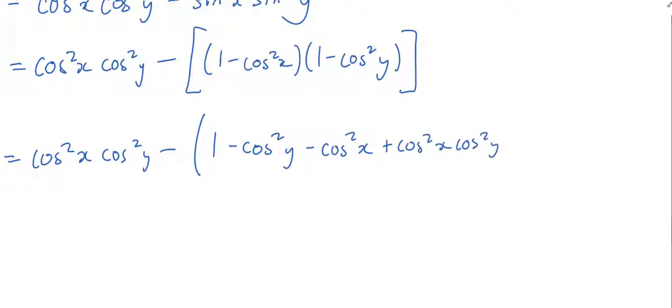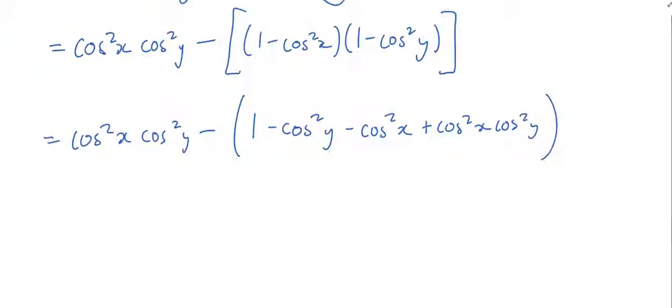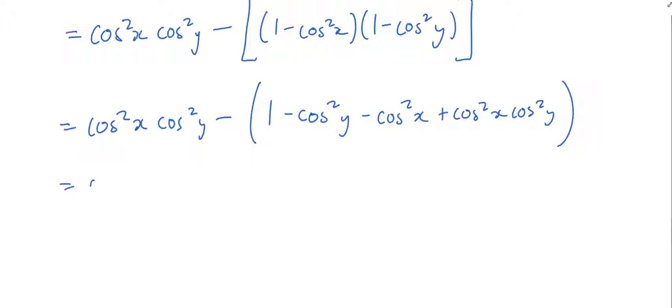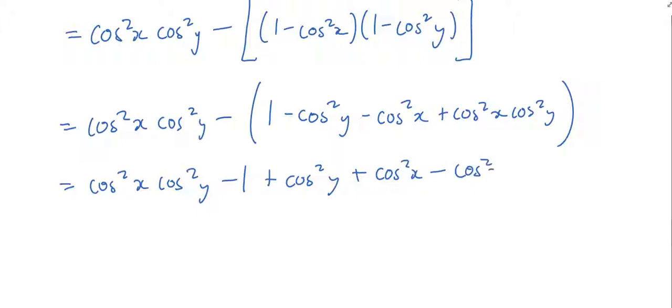And what just happened there? I've got cos squared x cos squared y here minus, same thing. So that's going to go away, and I'm going to be left with what I need. So I'm just going to show that one last step. Cos squared x cos squared y minus 1 plus cos squared y plus cos squared x minus cos squared x cos squared y. Gone, gone, and we're done.